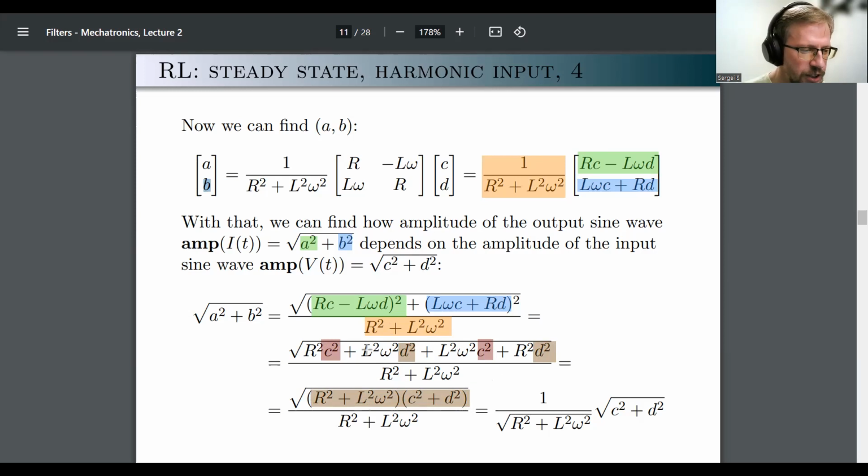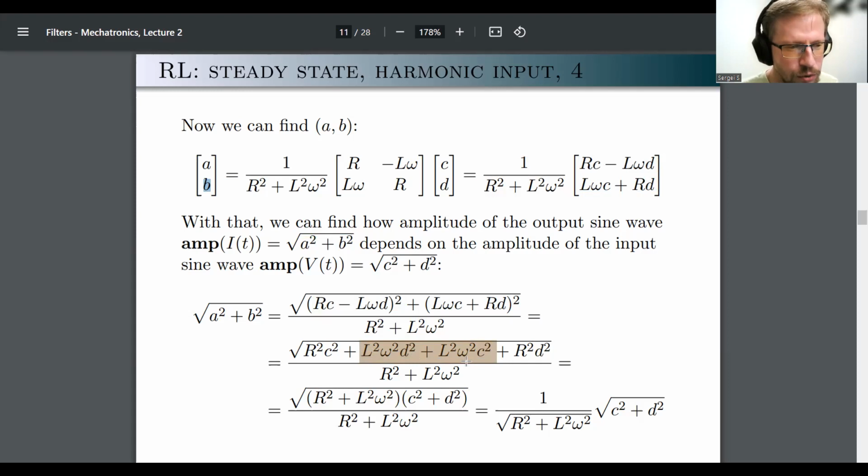Another way to achieve the same result is to realize that if we sum those two, we'll have 2 lambda squared omega squared D squared, which looks like the expansion of a binomial, right? So anyway, this is what we have.